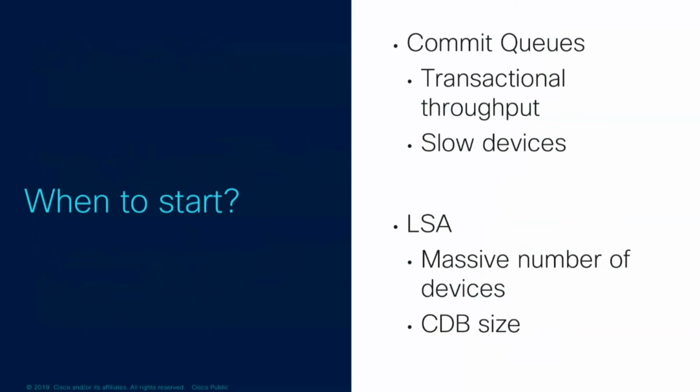So then comes the big question: when should you start using these features? I would say the rule of thumb is to start using commit queues when the desired transaction throughput no longer can be maintained. And one strong indication is that you have devices with long commit times. The decision of moving to LSA is not as clear, but 2 indicators we know of are that you have a massive number of devices to manage, and the size of CDB slows down the NSO system in some way.